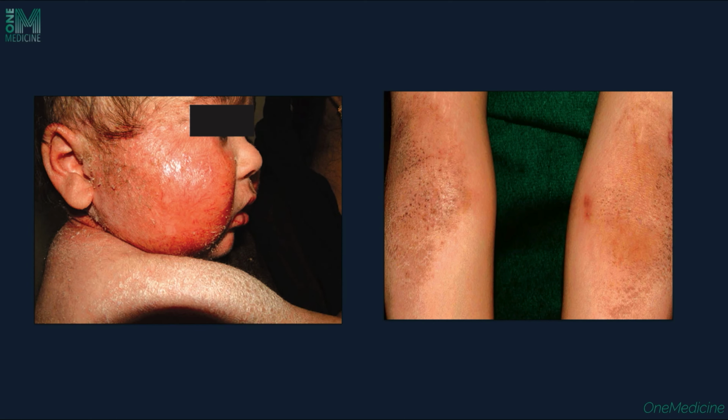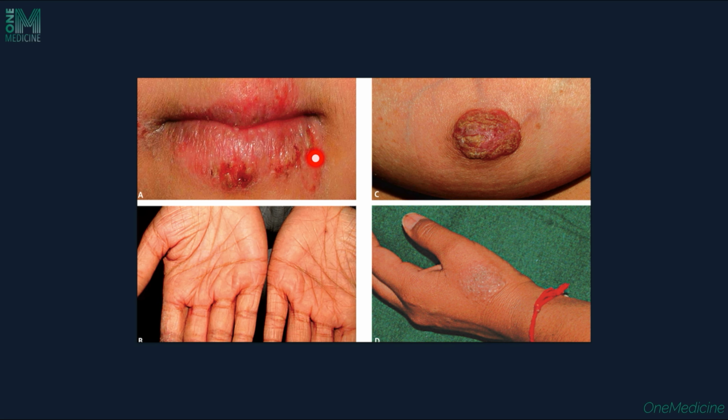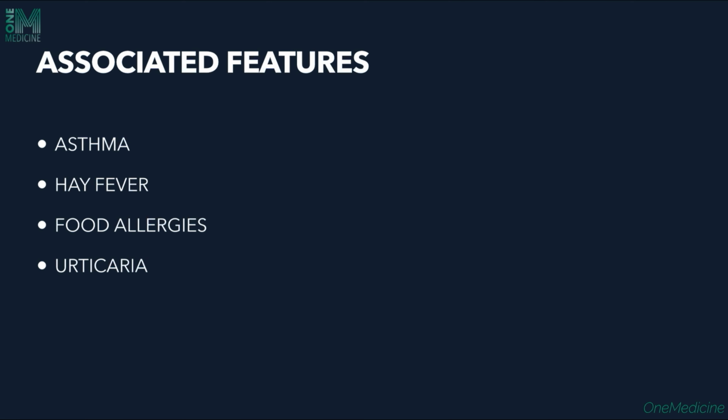So this is an infant with the papulovesicles on the face. This is on the elbows. This is adult atopic dermatitis surrounding the lip, which mimics lick dermatitis, and here on the hand. Associated features, very importantly, these are asthma, hay fever, food allergies, urticaria. All the other allergic disorders will be associated along with family history of the presence of the same.